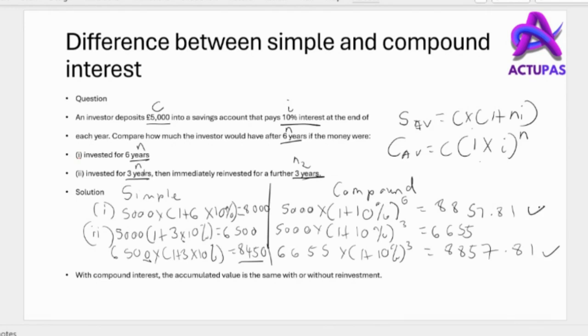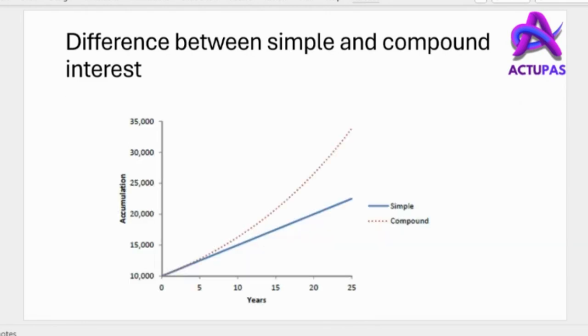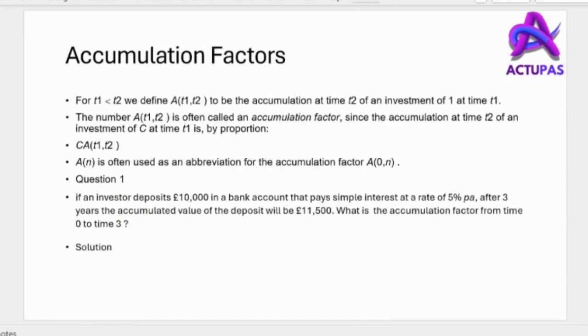So with compound interest, the accumulated value is the same with or without reinvestment, because the interest is already earning interest. And also, as we can see, with compound interest the accumulated value is higher as the interest itself is earning interest. This can be shown from this graph, whereby with simple interest the graph increases like this, but with compound there's an exponential growth because the interest is earning interest, and the accumulated value will be far higher.